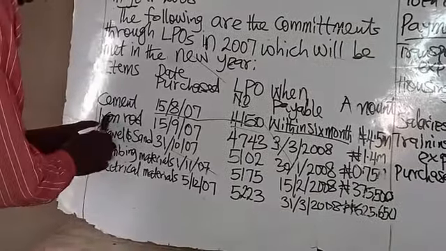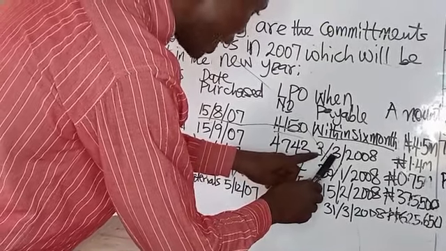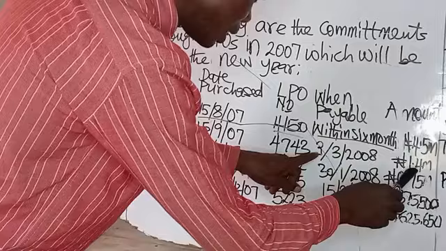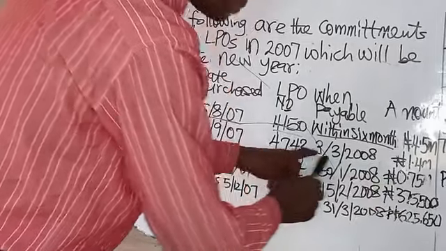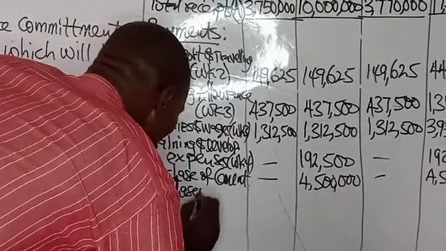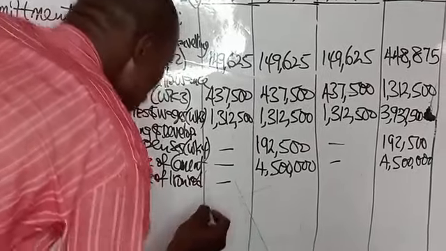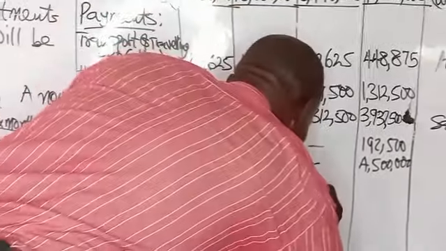Back to the question. Purchase of iron rod, and the amount will be paid on the 3rd of March 2008, and that amounted to 1.4 million. Purchase of iron rod, 1.4 million, which will be paid in March.